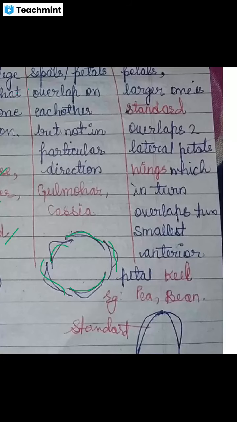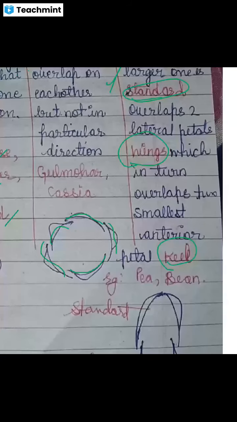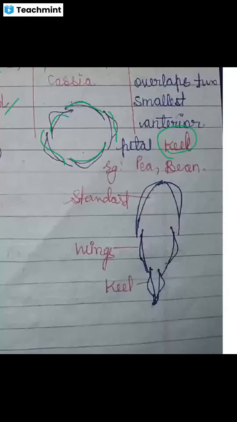And then we have vexillary or the papilionaceous. There are 5 petals. The larger one is called the standard, that overlaps the two lateral petals called the wings, which in turn overlap the two small anterior petals, which are called the keel. See, example is pea and the bean. This whole one is called the standard. The two lateral ones are called the wings. This is the keel, seen in pea and beans.